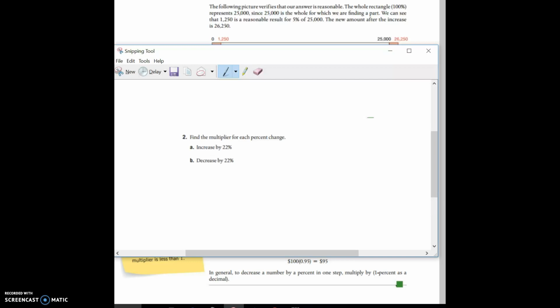Okay, so if I want to do an increase of 22%, I could take whatever my amount is. I could multiply by 0.22 because, again, you always multiply to use a percent. I could get that answer, and then I could add it to the original amount. But that's 2 steps. And so we kind of want to get away from that. So instead, we can use a multiplier.